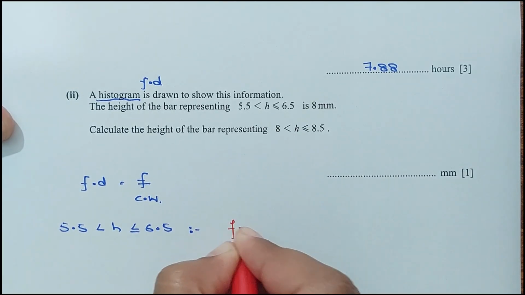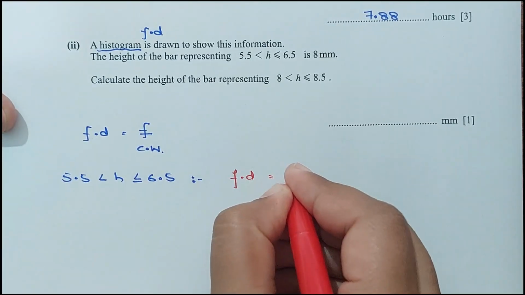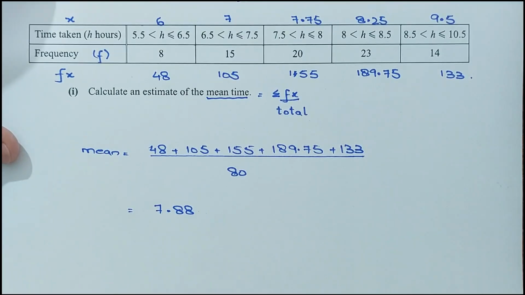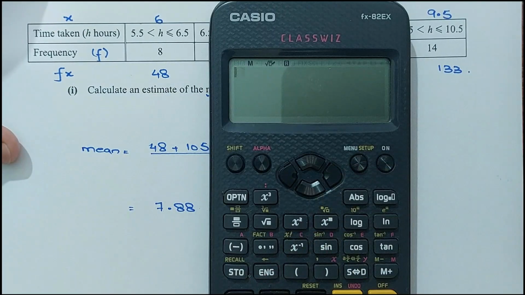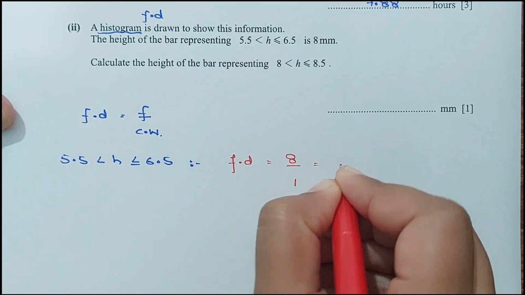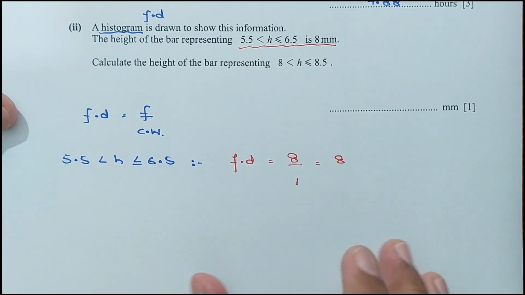The frequency density is equal to the frequency of the interval. The frequency of this interval is 8, divided by the class width. The class width is 6.5 minus 5.5, that is 1. The class width is 1. So the frequency density is 8, and it is given that the frequency density is 8 millimeters, right?